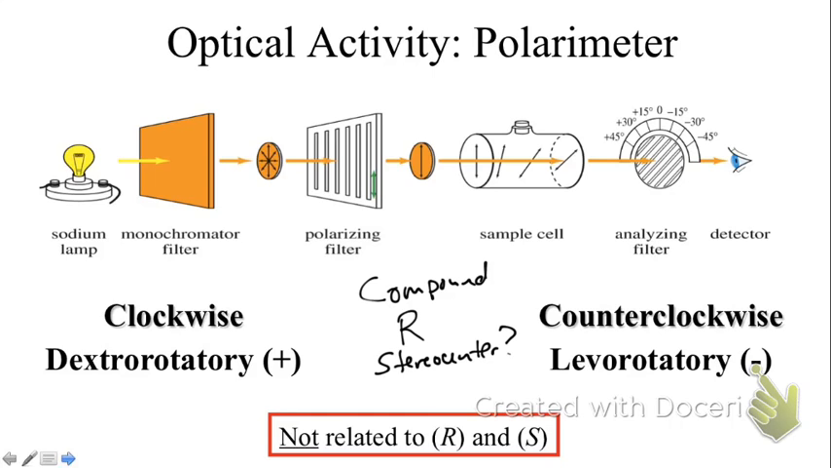And then I asked, which way does it rotate the light? Does it rotate it dextrorotatory? Does it rotate it in the positive direction? So two answers, A, B. Does it rotate it levorotatory? Does it rotate it in the negative direction? Or impossible to tell?